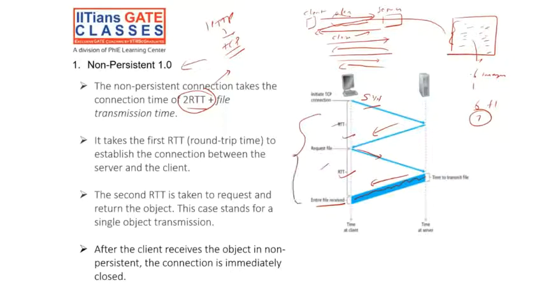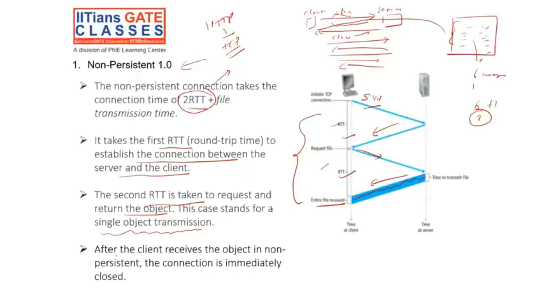This time is required for a non-persistent connection, right? 2 RTT plus file transmission time, whatever it will take. So it takes the first RTT to establish the connection between the server and client, and the second RTT is taken to request and return the object. This case stands for single object transmission. That's what I'm saying: one TCP connection means single object transmission.